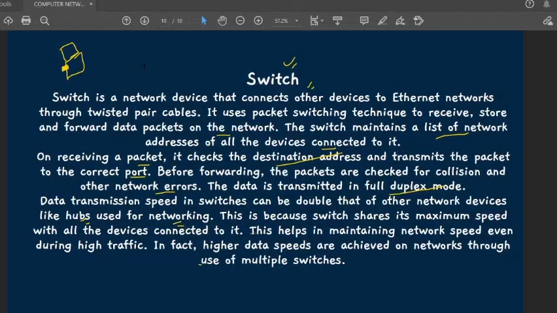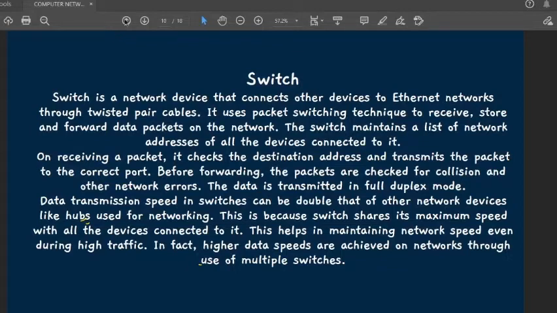This is because a switch shares its maximal speed with all the devices connected to it. This helps in maintaining network speed even during high traffic. In fact, higher data speeds are achieved on networks through the use of multiple switches. If we use multiple switches, we can have higher network speed. That part we will focus on at last. I will tell you the difference between hub, switch and router, where to use router, where to use switch, where to use hub.